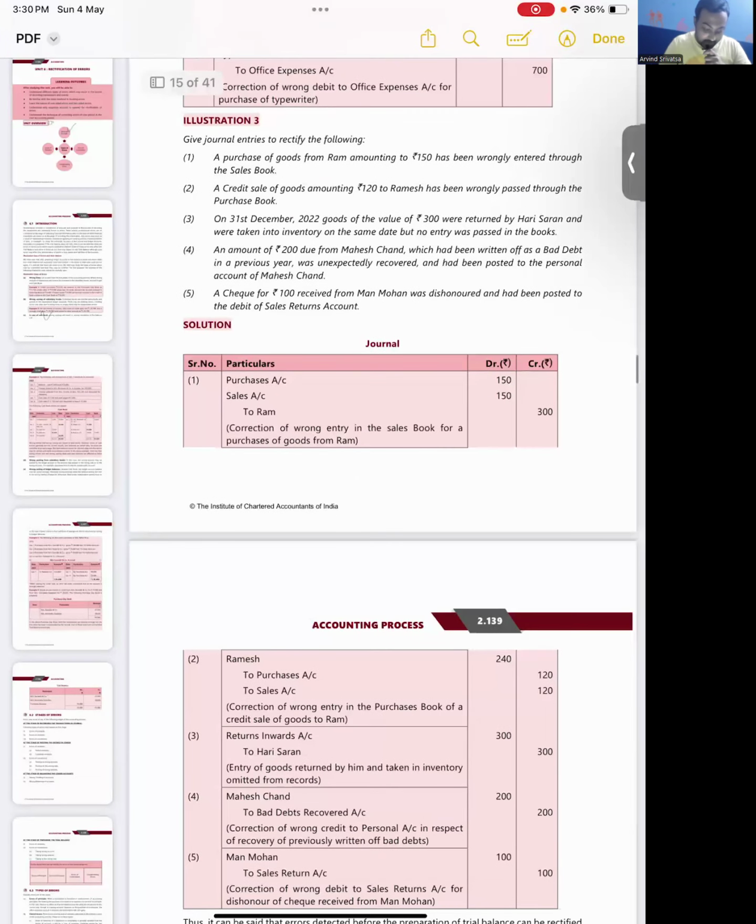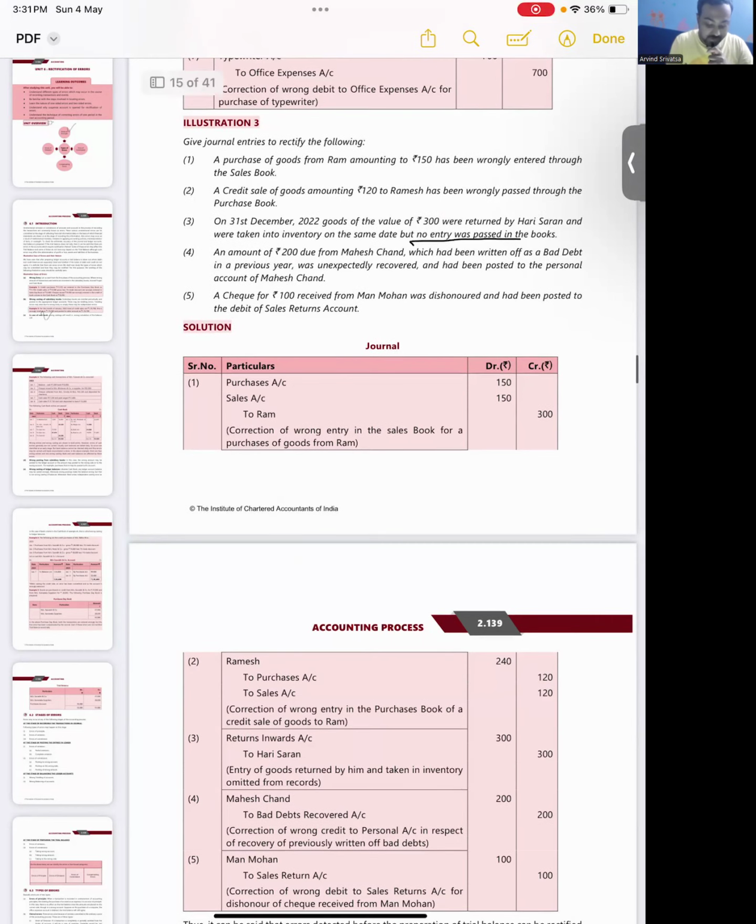Yes, guys. So next one: on 31st December 2022, goods of the value of 300 were returned by Harisaran. So Harisaran basically returned goods to us. So it's a sales return or a return inward, right? And were taken into inventory on the same date, but no entry was passed in the books. Guys, read the question carefully. I think the second point which I mentioned in the first part of the video was to read the question really, really carefully.